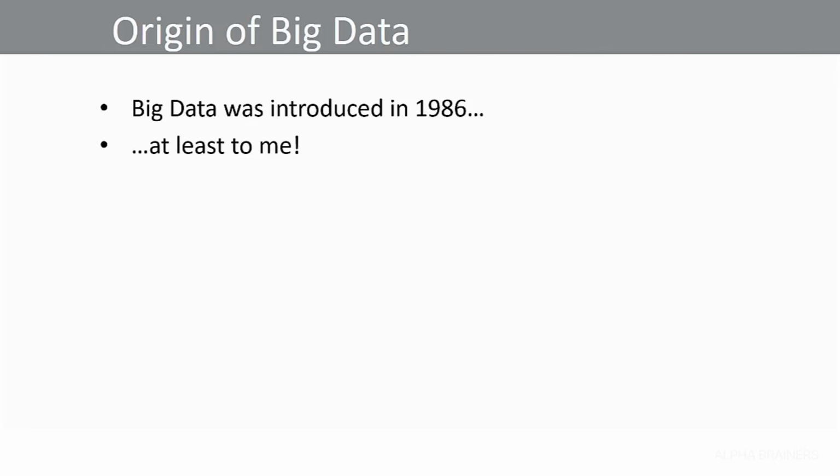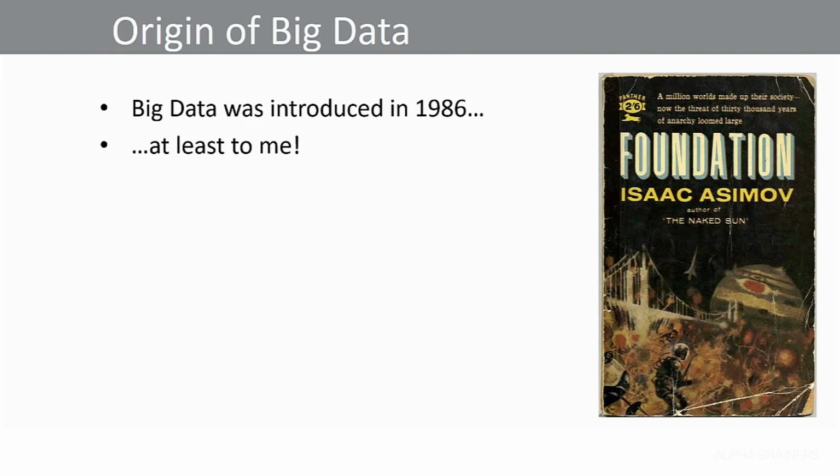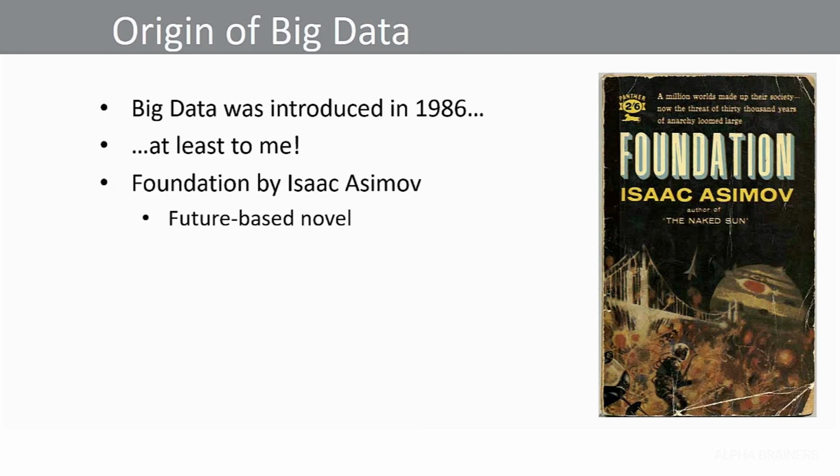Well, at least it was for me. In 1986 was the year that I first read a book by Isaac Asimov called Foundation. Later, he actually turned it into a series of books. Foundation was a future-based novel. It had a galactic empire. It was actually quite massive with millions of worlds.